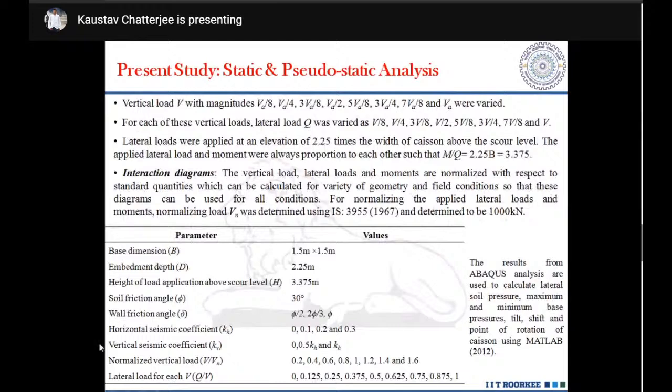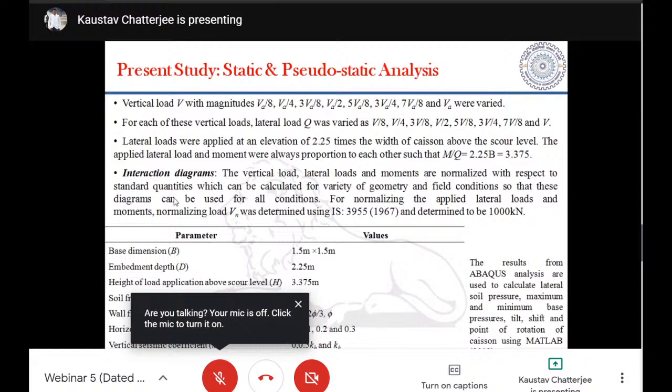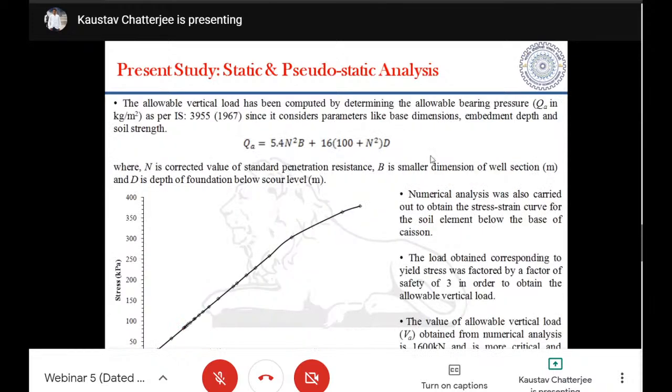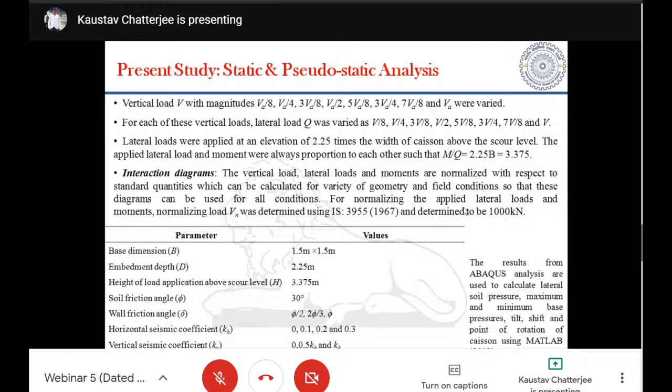Now, for creating the interaction diagram, we have said that we have to determine the combinations of Q by Vn where the minimum base pressure is turning out to be negative. For development of these interaction diagrams, the vertical load, lateral load, and the moment are normalized with respect to standard quantities that take into account the geometry and field conditions, so that these diagrams can be used for all situations. For this case, we have used the expression obtained by the IS code to determine QA, and that is determined to be 1000 kilonewton. Using this standard value of 1000 kilonewton, we have normalized the vertical load, lateral load, and moment.